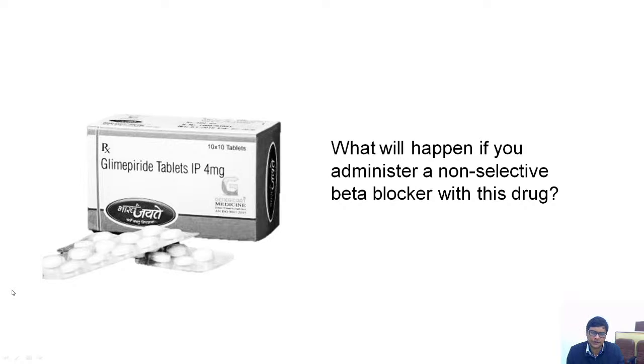Okay. Related to its mechanism of action, the class it belongs to, any important drug interaction, any contraindication, any specific adverse effect, those questions can be asked. Here we are asking about what will happen if you administer a non-selective beta blocker with this drug. You all know glimepiride is a sulfonylurea group of drug, which is an oral hypoglycemic drug.